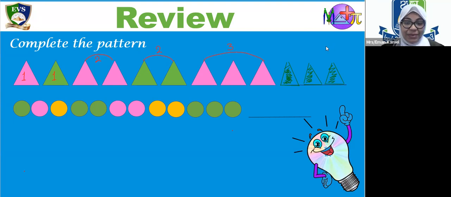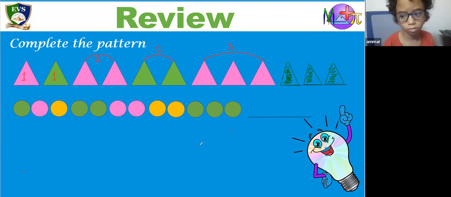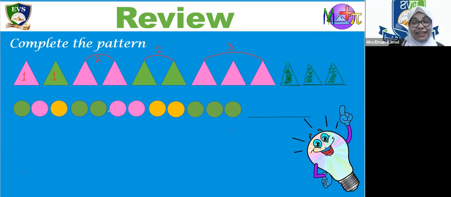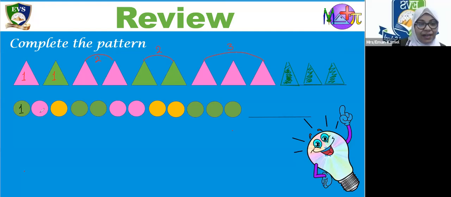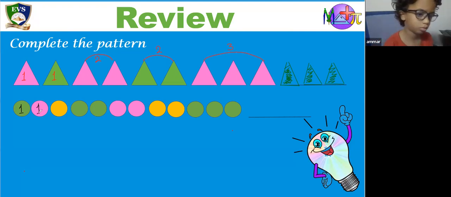Okay, the next one. I need a boy this time. Yes, Amar. Hello. How are you, Amar? Okay, can you complete the next pattern? Yes. Okay, show me. One green. One pink. One yellow. Excellent.